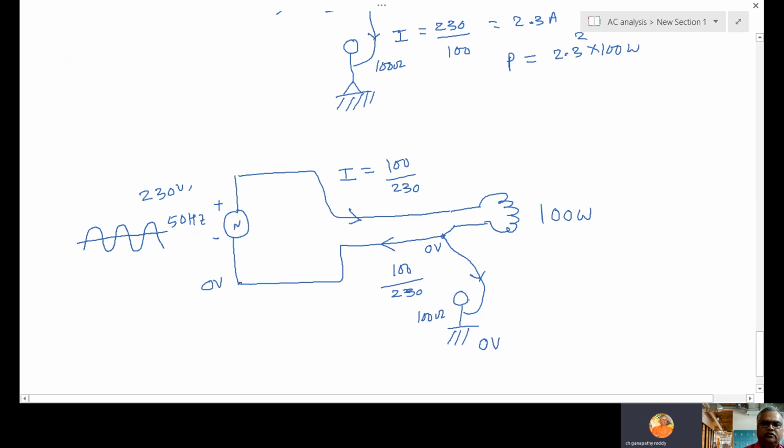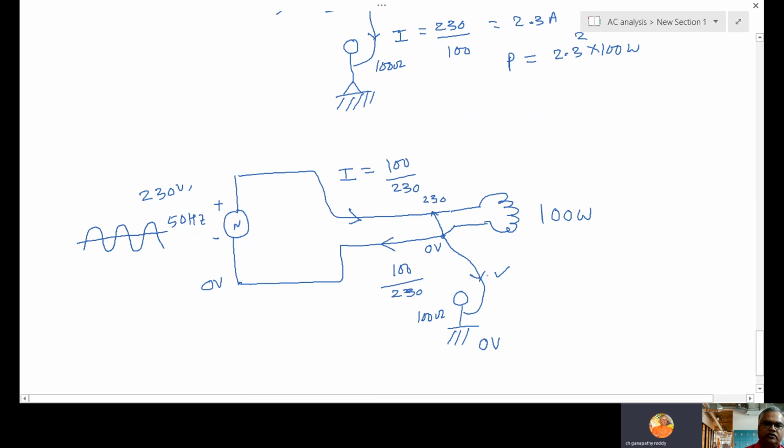Thankful to God, human body resistance is 100 ohms, but this path resistance is 0 ohm. That current always takes that path only. It will not go through the human body. We are safe. But if the same wire is connected to here, what will happen? Here 230 volts, here 230, other side 0. Now current will flow. You get a shock.